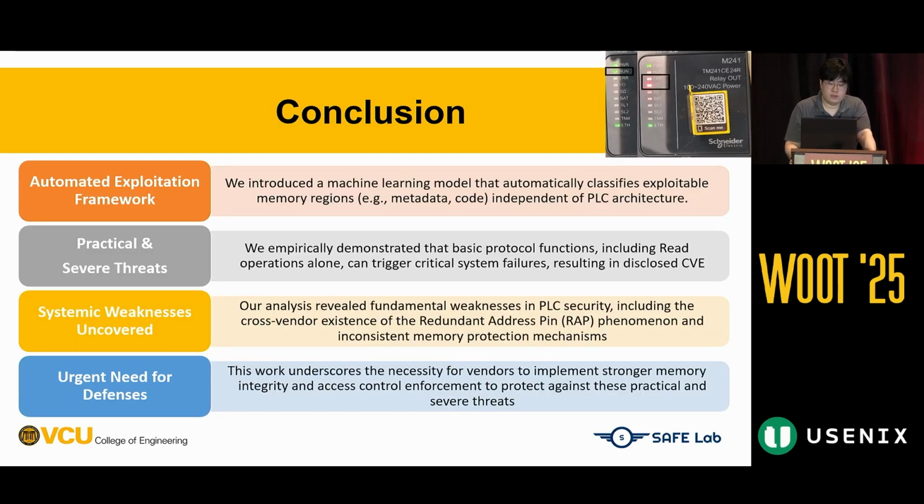To summarize our work, we built an automated framework using machine learning that can find vulnerabilities in PLC memory and identify the critical regions. Next, we proved these threats are severe, and we showed that even a simple read request can crash the device, which leads to the CVE. Our analysis also uncovers systemic weaknesses in industrial-level devices like PLCs, and there's a phenomenon called RAP.